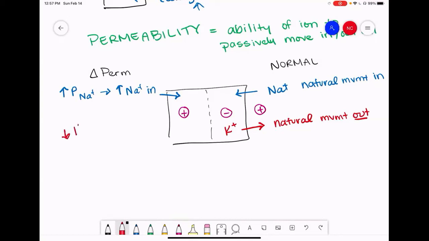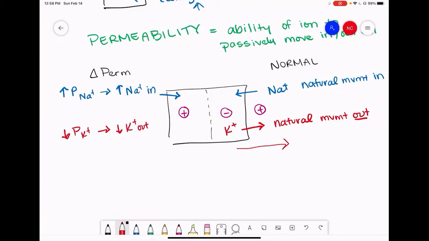Now, what if we did the opposite with potassium, which usually lives inside the cell, right? And let's say that we decrease the permeability of potassium. That's going to decrease its movement out of the cell, right? Because potassium generally likes to move out. But if we decrease the permeability, we decrease that ion's ability of passively exiting the cell due to its concentration gradient, we're limiting how much can actually move.